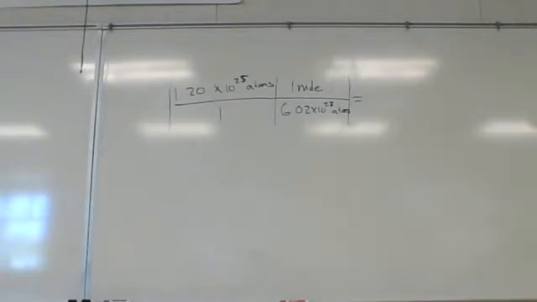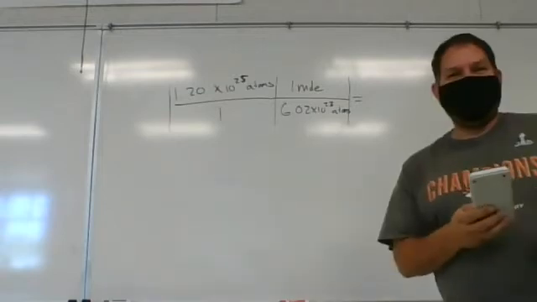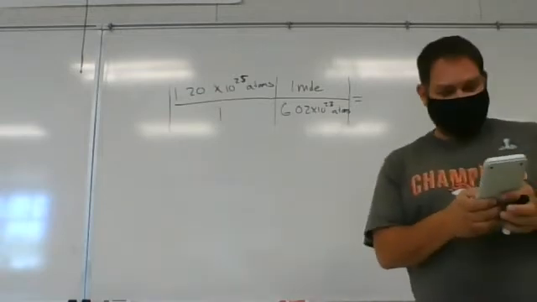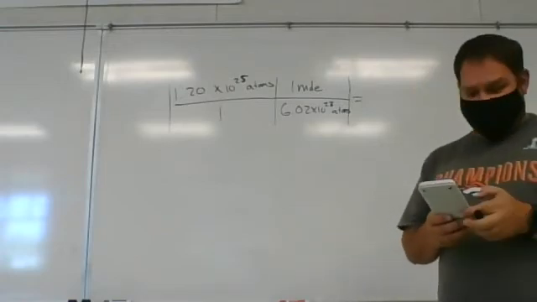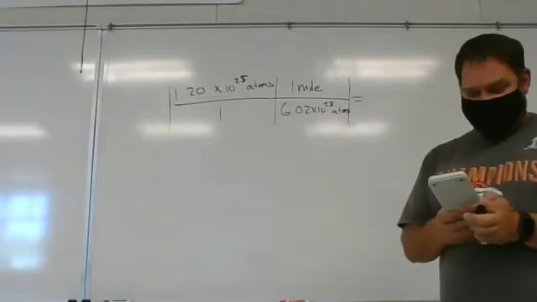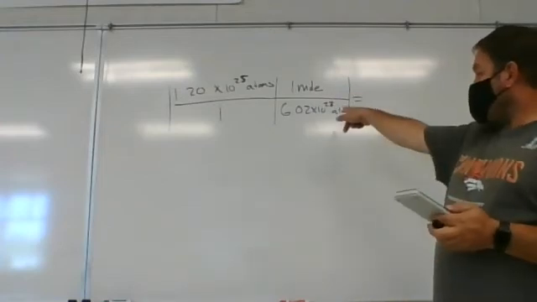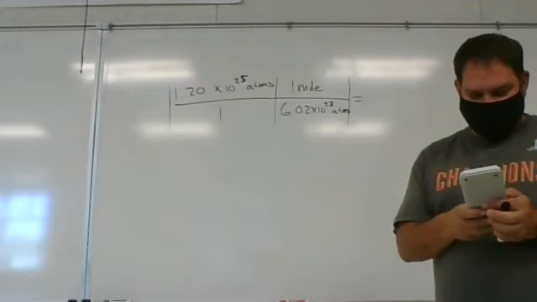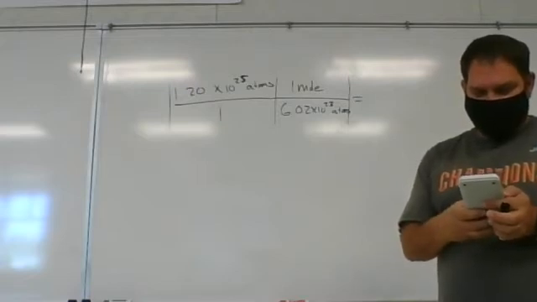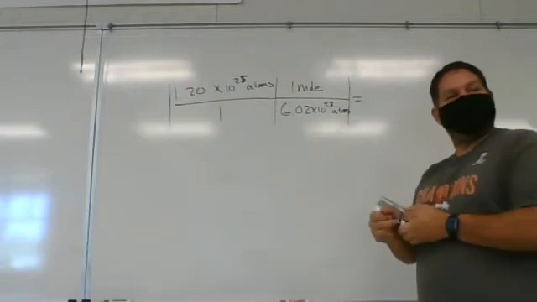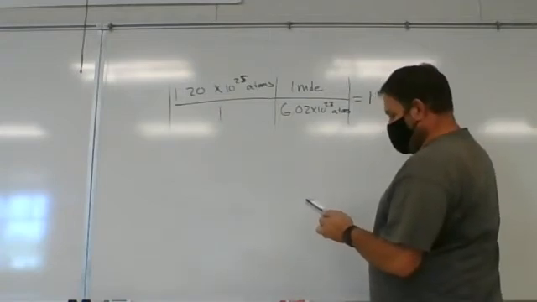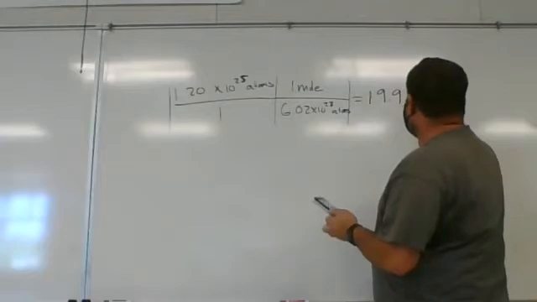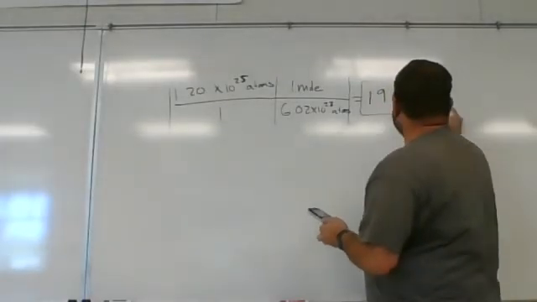Holy mackerel, that's not good. I know what your problem is. Your problem is parentheses. When you divide using that calculator, you're going to have to use parentheses when you're using exponential powers like this. So we get 19.9. There we go, that fixed it.